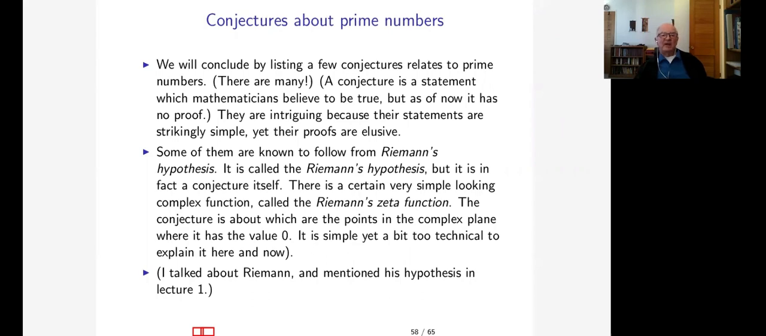Conjectures about prime numbers. What is a conjecture? A conjecture is a statement which mathematicians believe to be true, but nobody knows how to prove it. One of the most famous conjectures in mathematics is called Riemann's hypothesis. It's called a hypothesis, but it's really a conjecture. And it's about a certain very simple complex function, which is called the Riemann zeta function. And the conjecture is about which are the points in the complex plane where this is zero. It's a little too technical, so I won't go into it, but it's one of the most famous conjectures in mathematics. I already mentioned this in lecture one.